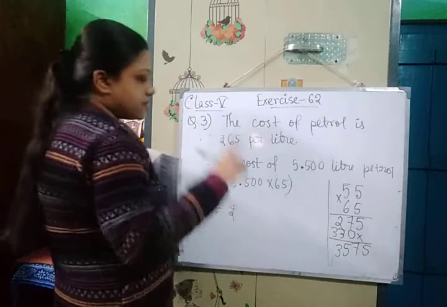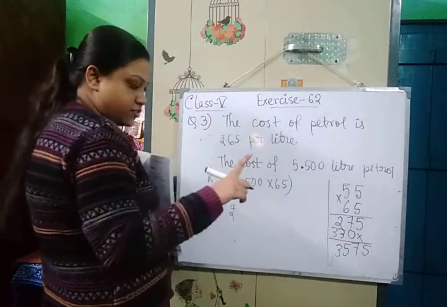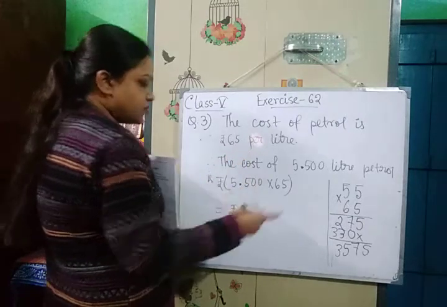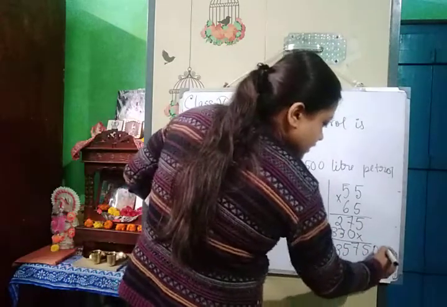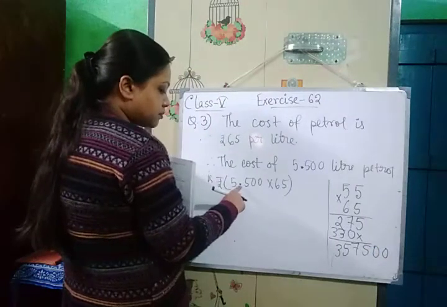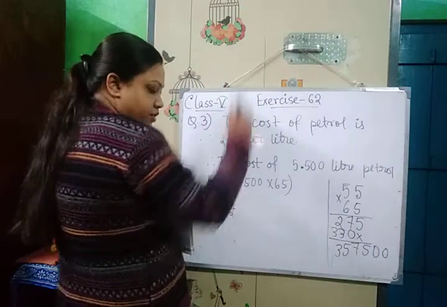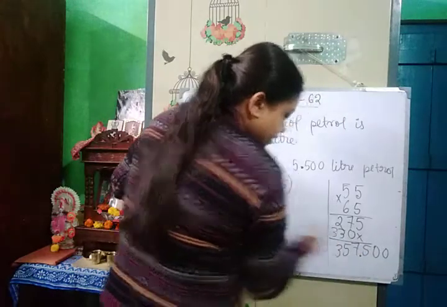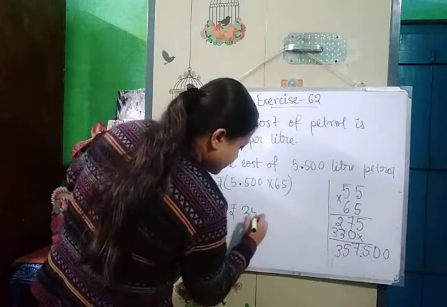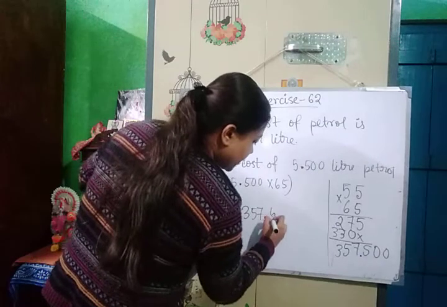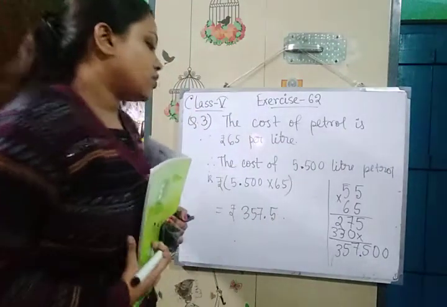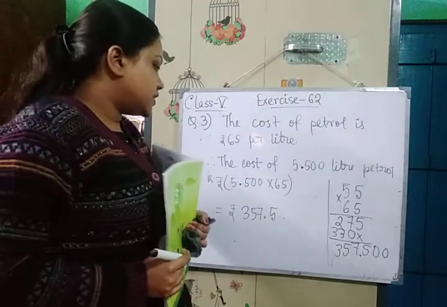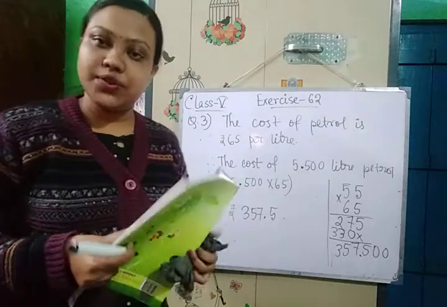Now see, without the point and without the 0 we have done this multiplication. So we will put 2 zeros and after that we will put the point before 3 digits from the right. 3 digits are there, so 1 2 3, it will be here. So that means rupees 357.5. Okay, 357.5 rupees is the required answer.